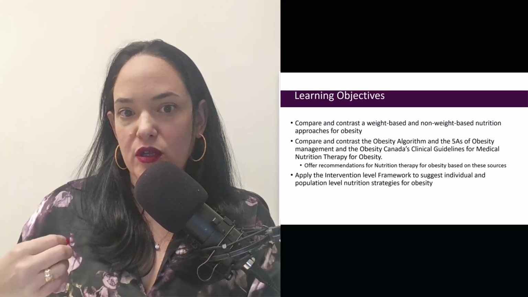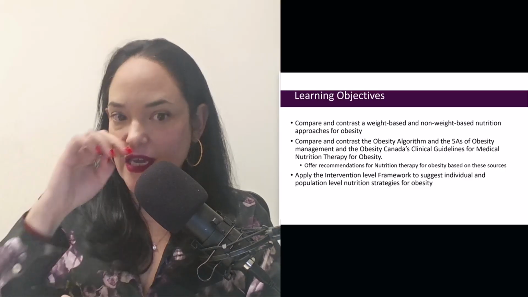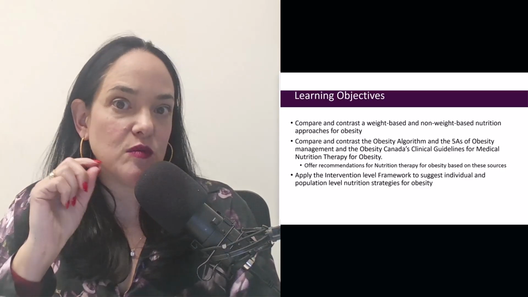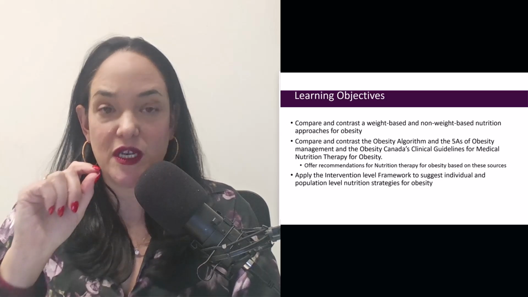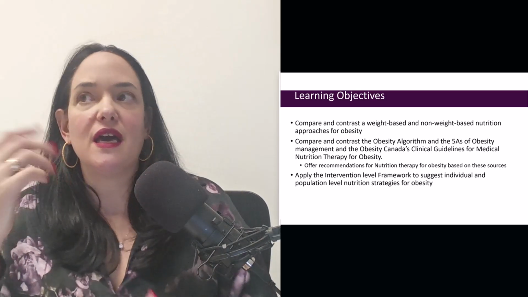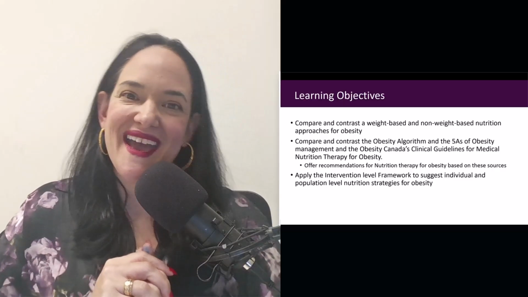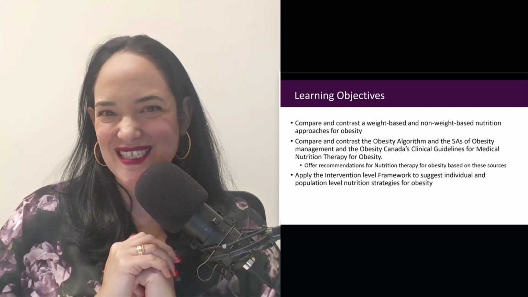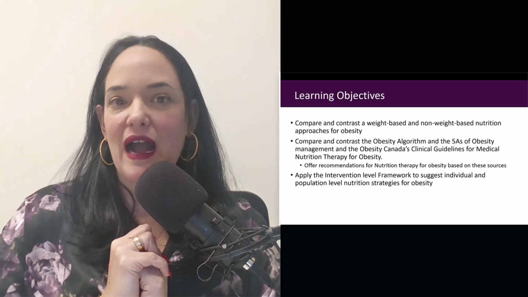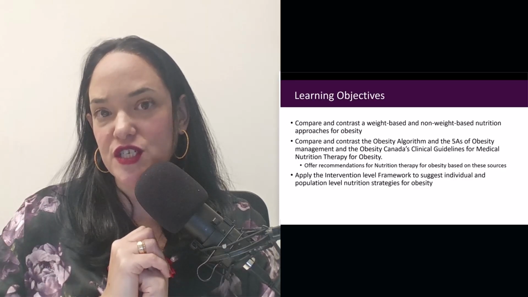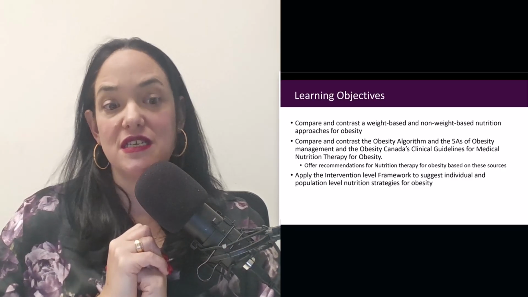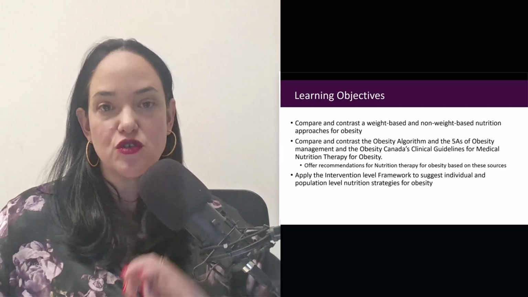Again, we're going to pull out the Obesity Algorithm, the 5 A's of obesity management, and Obesity Canada's clinical guidelines for medical nutrition therapy for obesity. I want you to be able to offer recommendations for nutrition therapy with obesity. And always, we'd like to add in some systems thinking here as well. How can you apply the intervention level framework to suggest individual and population nutrition strategies?